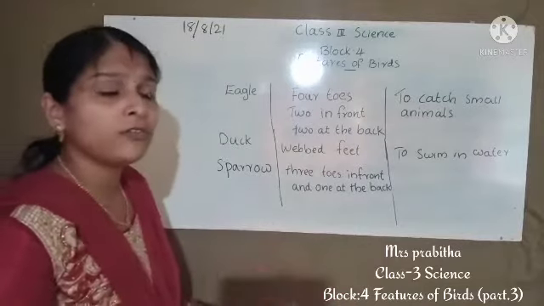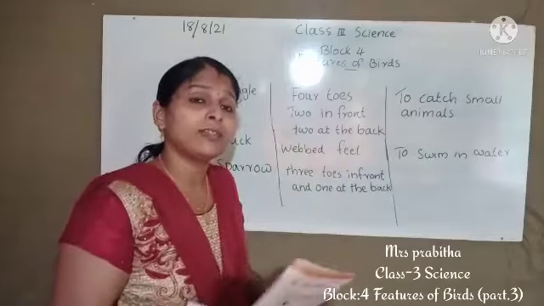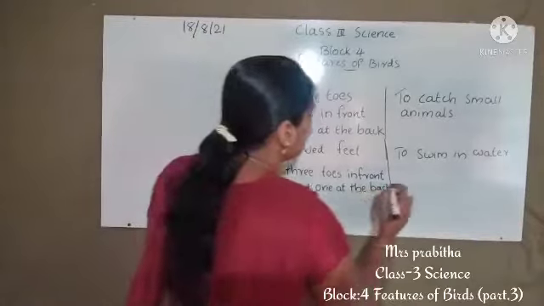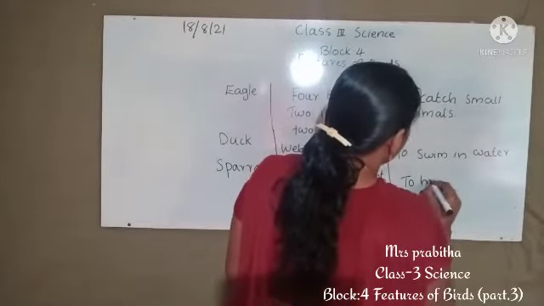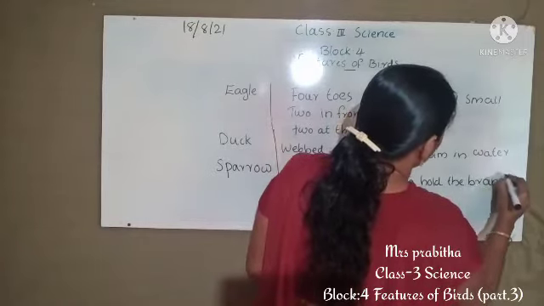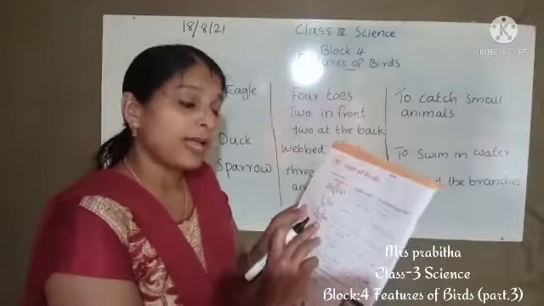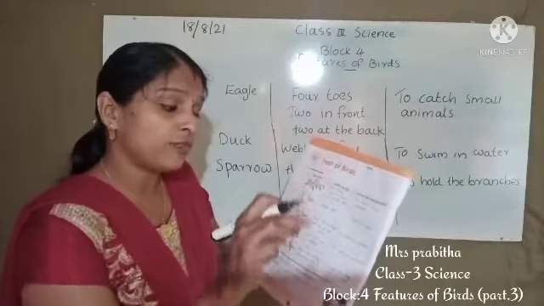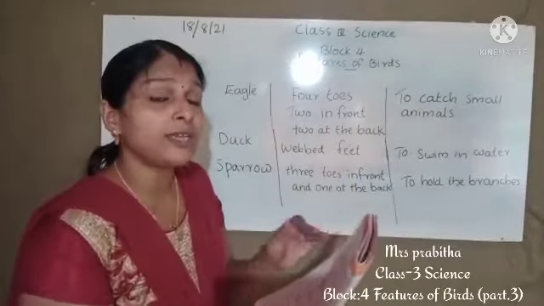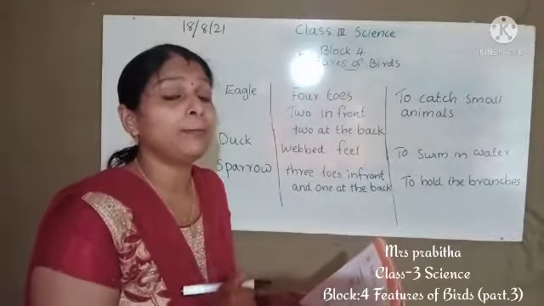So how does this kind of feet help the bird? Yes, this kind of feet helps the bird to hold the branches. With these 3 toes in front, they hold the branches. So how is the feet of sparrow? Sparrow has 3 toes in front and 1 at the back. How does this kind of feet help the bird? This kind of feet helps the bird to hold the branches.